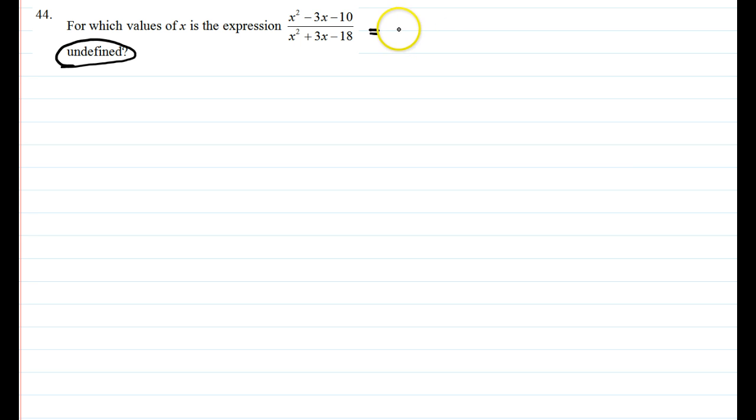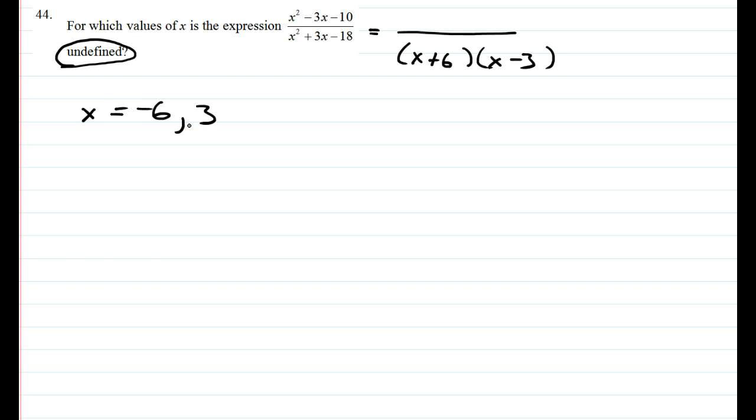What numbers multiply to negative 18, and they're going to add to positive 3? So that's going to be a positive 6 and a negative 3. And so what makes this 0? And what makes this 0? So the values that make it undefined are negative 6 and positive 3.